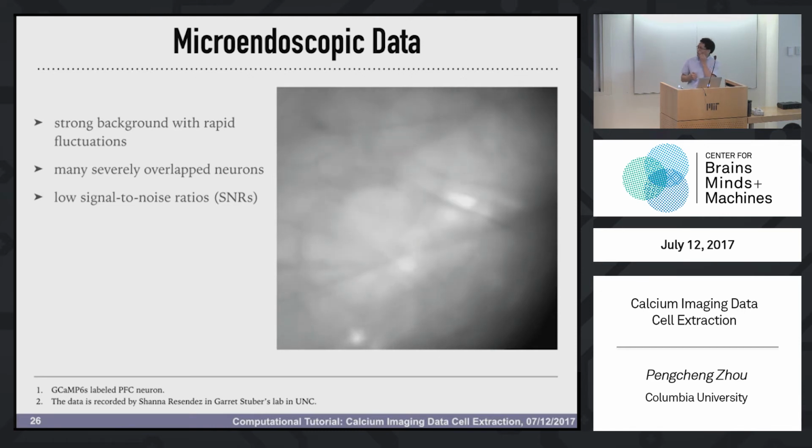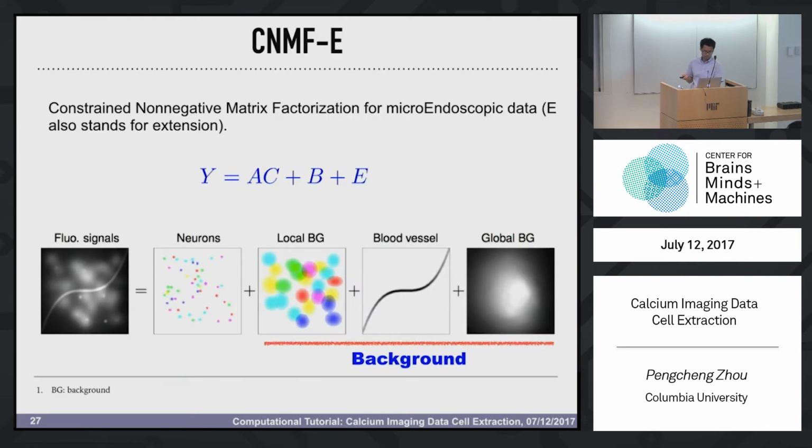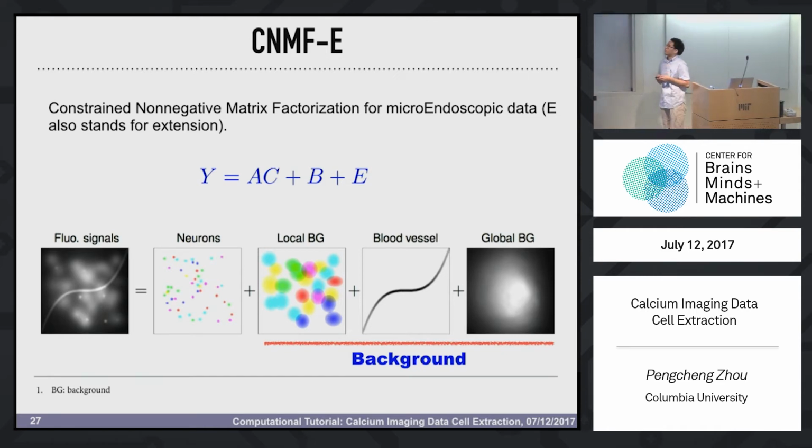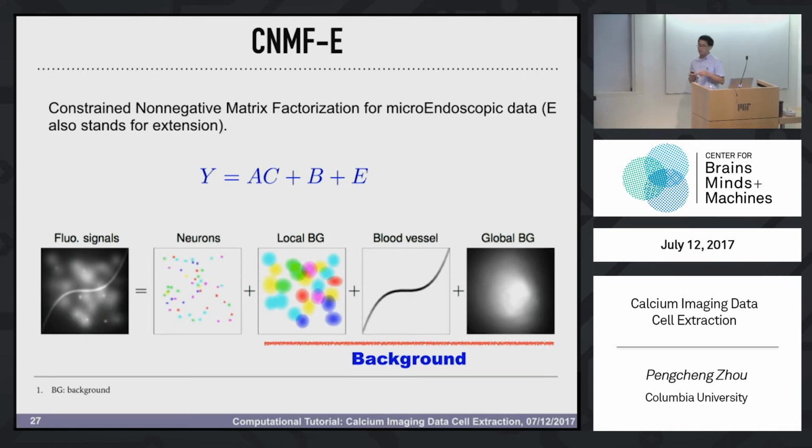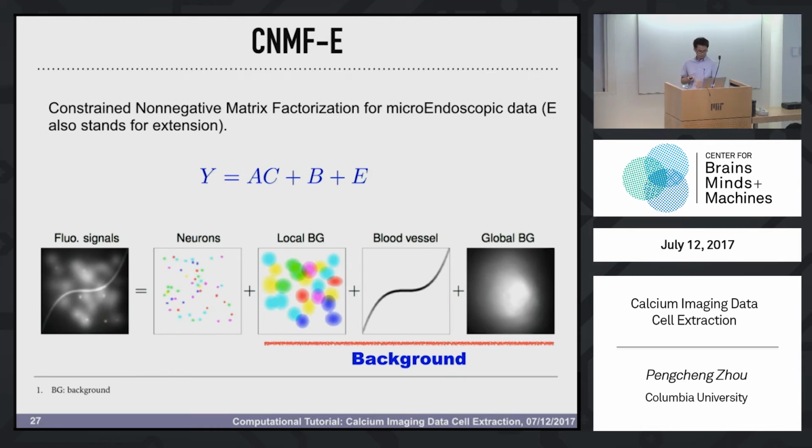So light in the brain tissue is blurred, and the neuron shapes in the imaging plane are much larger than their real size. And also we have a very low signal-to-noise ratio here. That's why CNMF-E came. We modified the CNMF to specifically tackle the problem of extracting neurons from microendoscopic data.